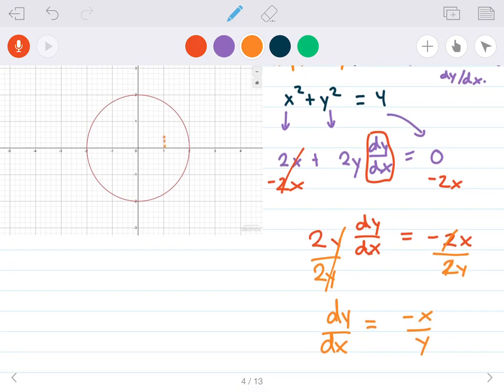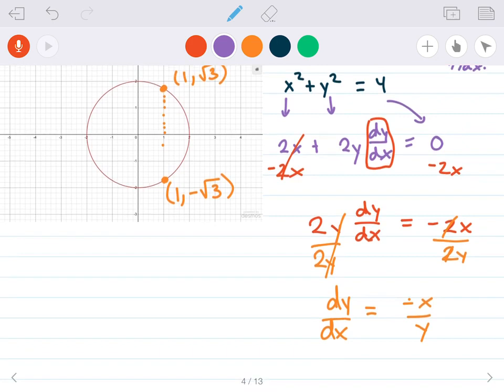So for instance, if we go back to our x equals 1 example, do I mean x equals 1, y equals square root of 3, or do I mean x equals 1, y equals negative square root of 3? Which one do I mean? What x and y do we want to pick? I'll pick the bottom quadrant. Let's say x equals 1 and y equals negative root 3.